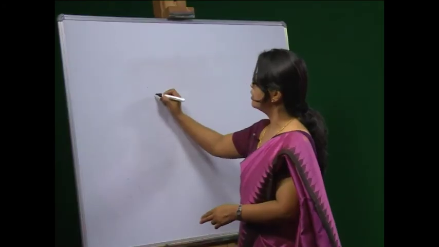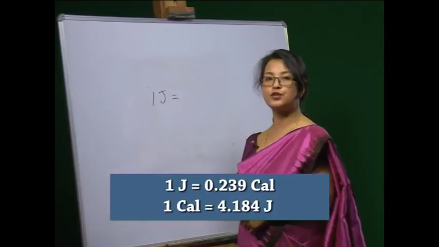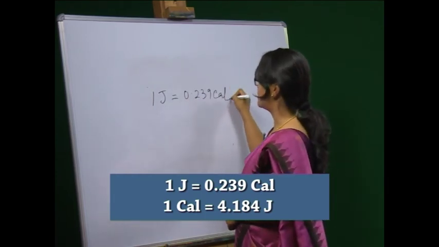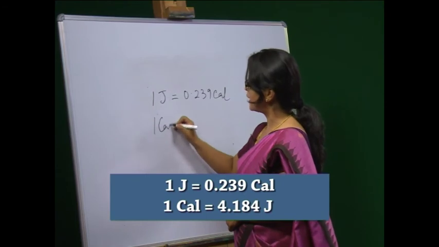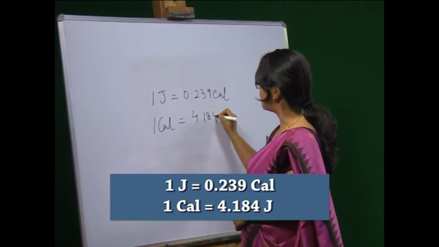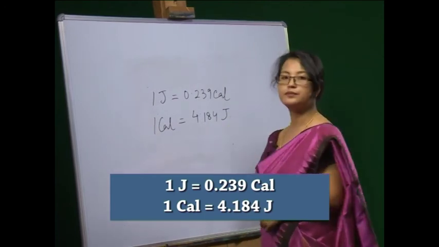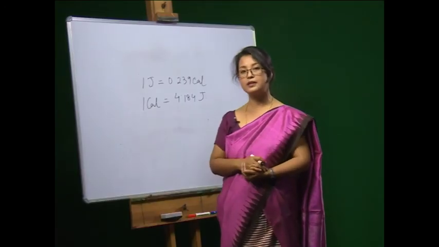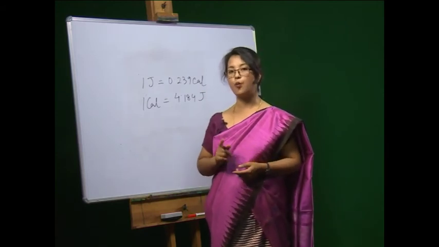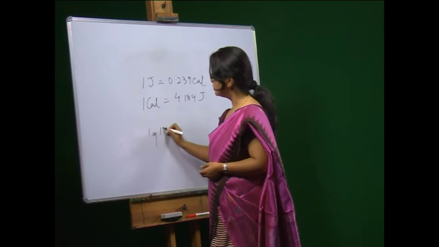And we know that 1 joule equals 0.239 calorie. They are interconvertible. 1 calorie equals 4.184 joules. A calorie is the amount of energy required to raise the temperature of 1 gram of water by 1 degree Celsius.